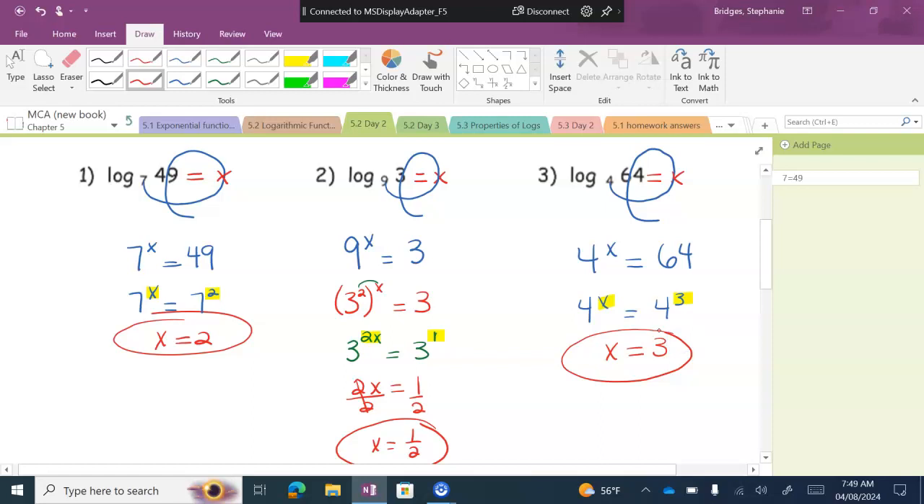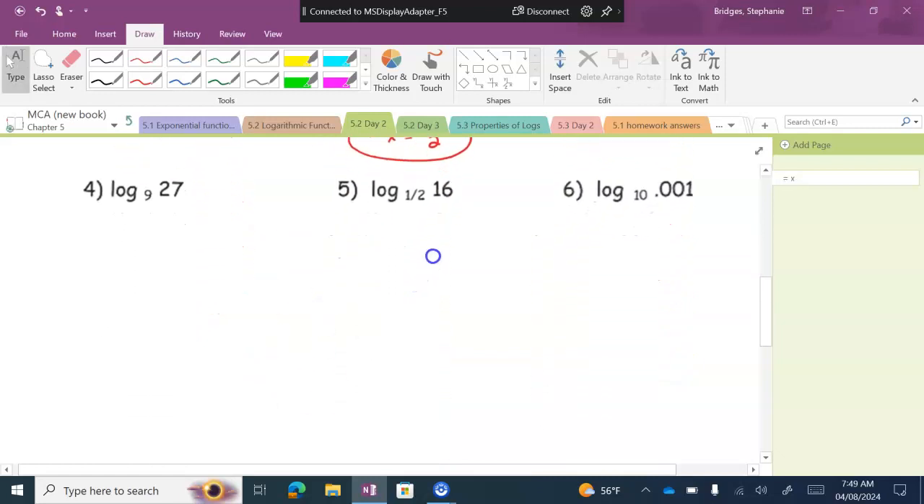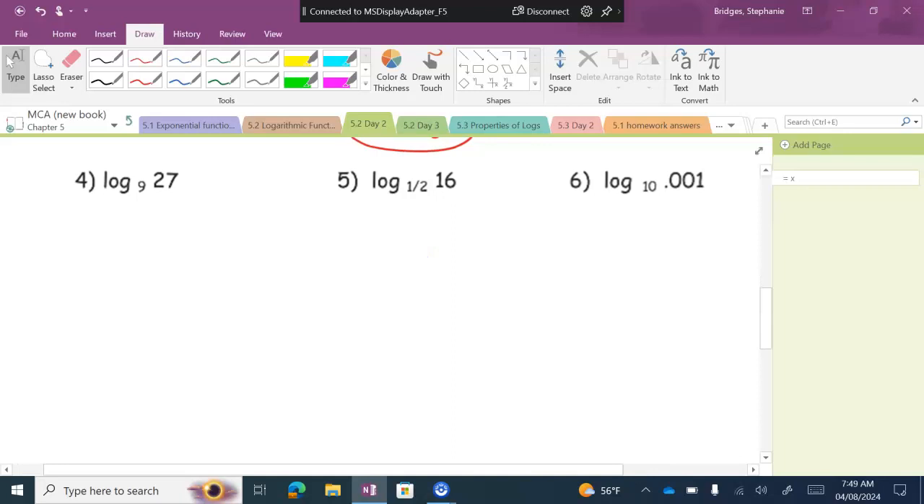Is everybody okay with that? All right. I want you to try 4, but I'm just going to go ahead and tell you that on this one, you're going to have to rewrite both of them. Okay, you're going to have to rewrite both once you get it into exponential form.